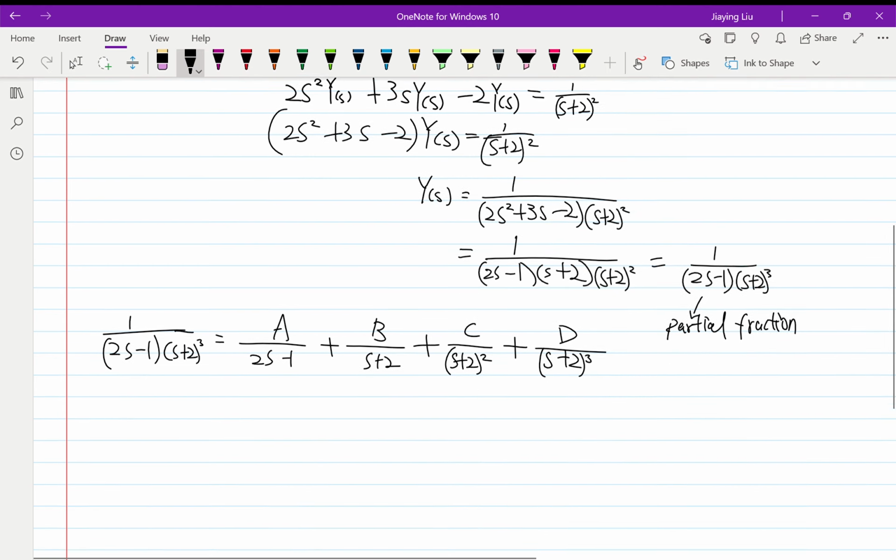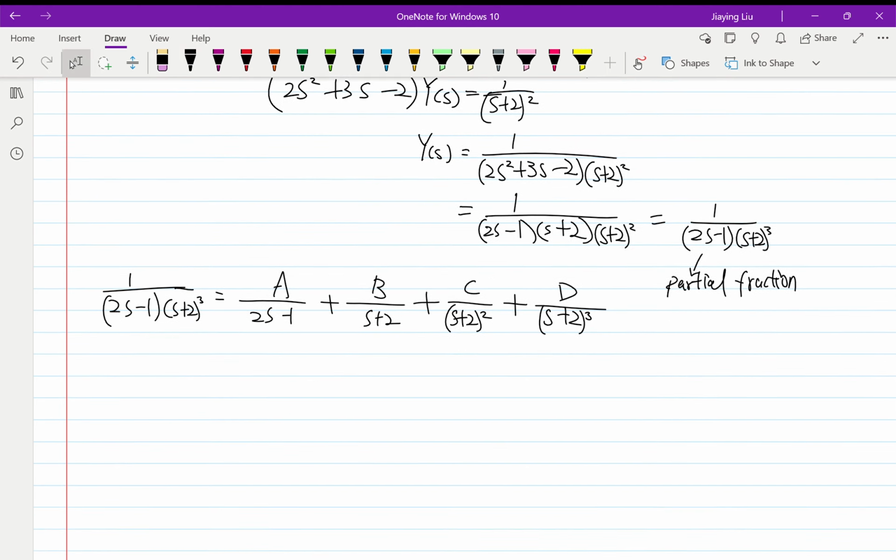You should be able to figure out A, B, C, D. It's not nice, but it's manageable. So A ends up being 8 over 125. B is negative 4 over 125. C is negative 2 over 25. D is negative 1/5.